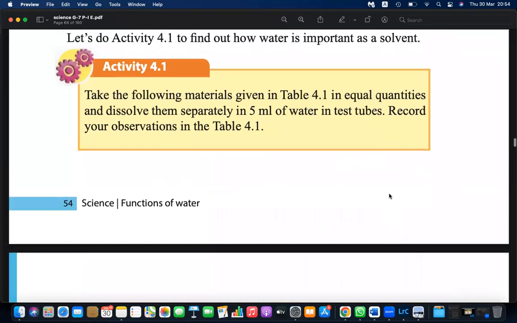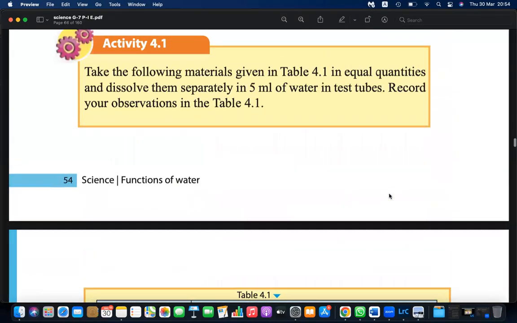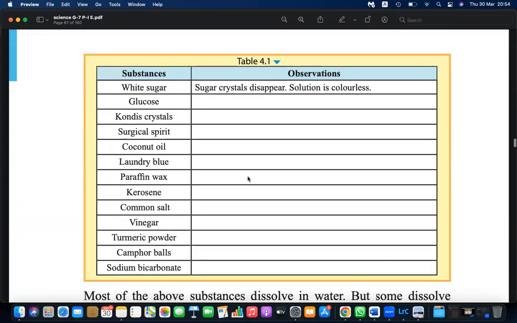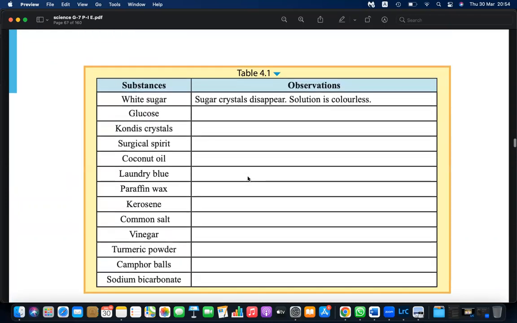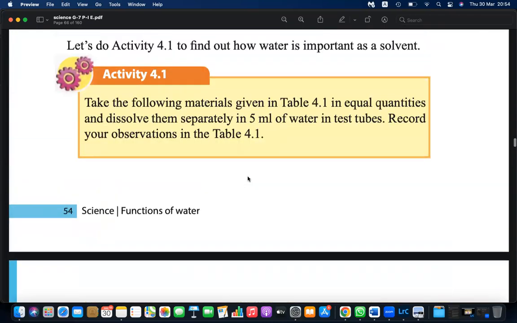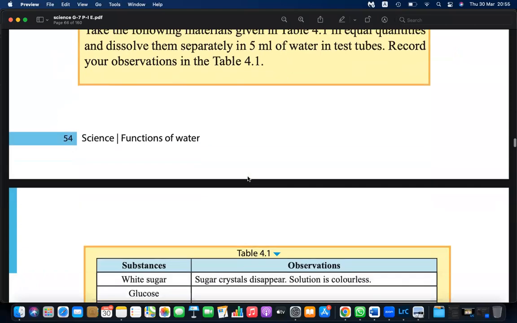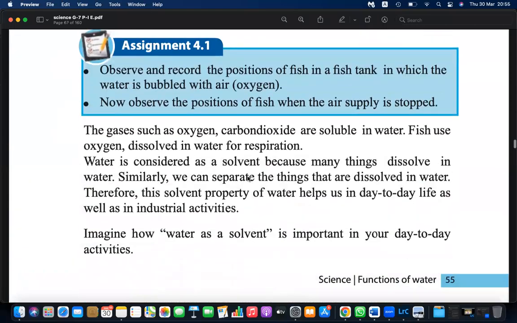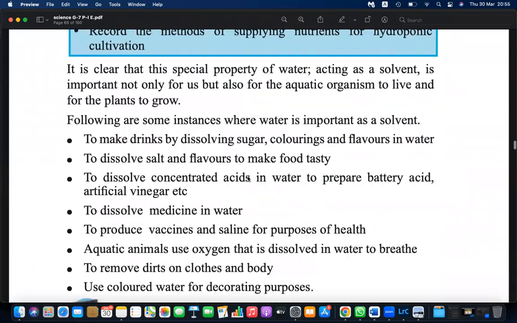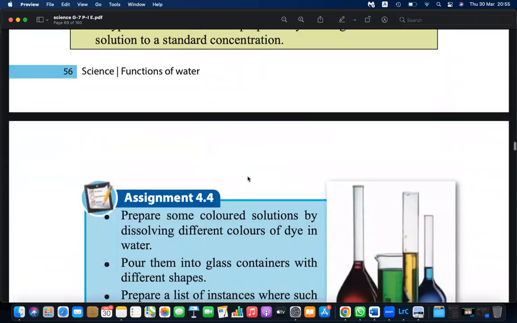Okay, then activity 4.1, please complete that as homework. Right? That I will discuss next day. That is basically how dissolving happens. You need to do this practical. Please do the practical and come with the observations. I will discuss that part next day and continue this 4.1. Then I will continue from that.